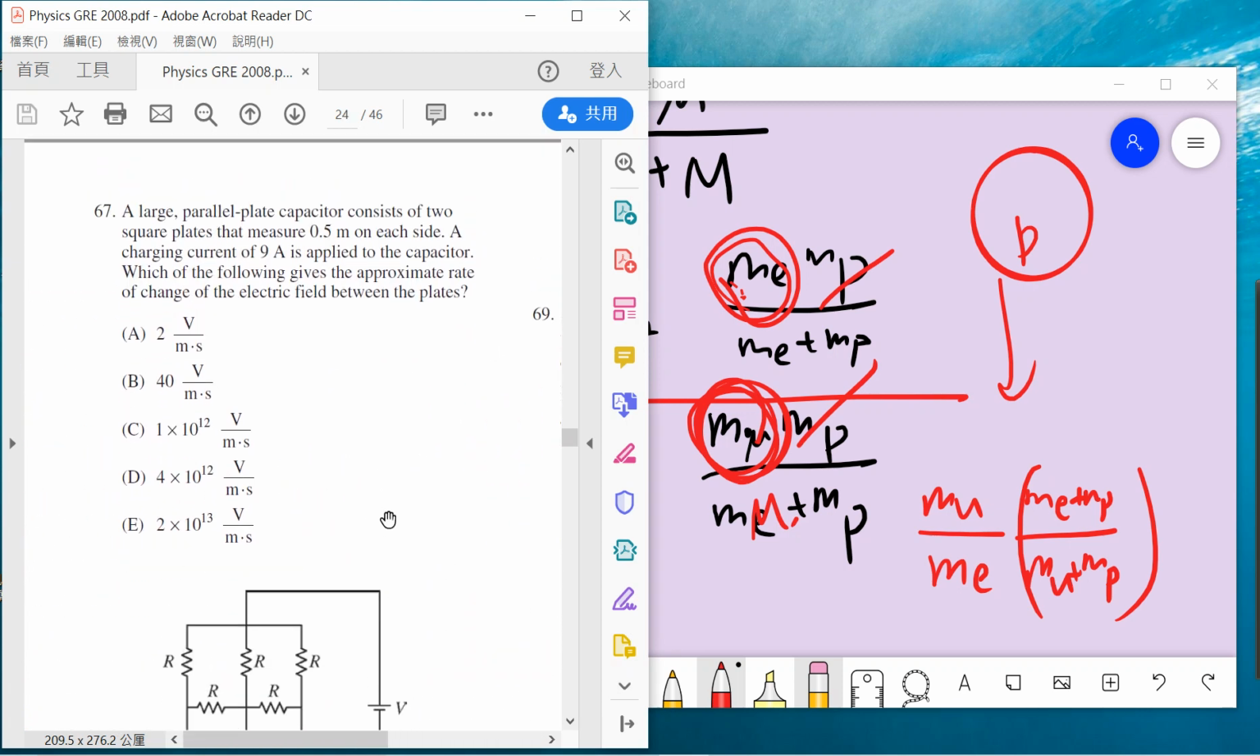Okay, 67. The large parallel plate capacitor consists of 2 square plates that measure 0.5 on each side. A charging current of 9 amps is applied to the capacitor. Which of the following gives the approximate rate of change of the electric field between the plates?